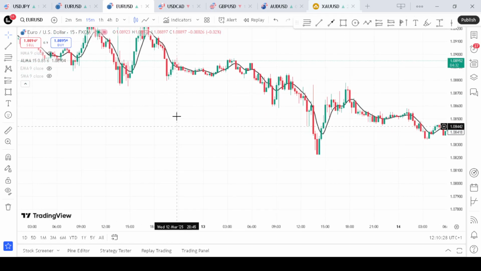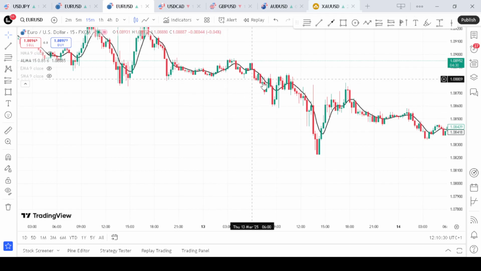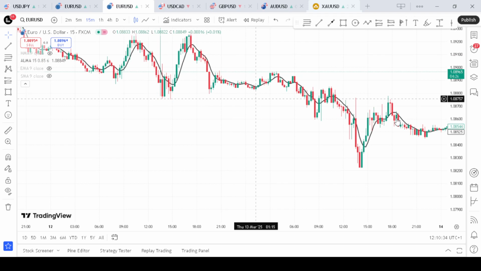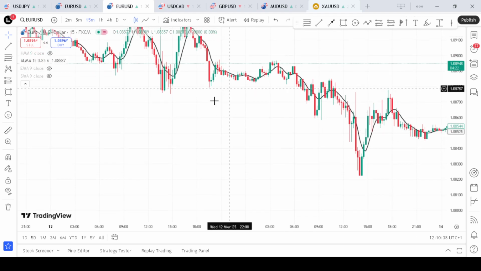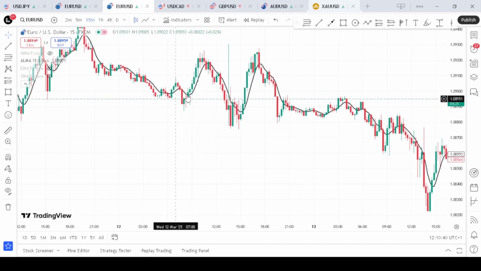Notice how the ALMA line hugs price movement more closely than any moving average. This responsiveness allows traders to spot trends earlier while still filtering out minor fluctuations that could be misleading.